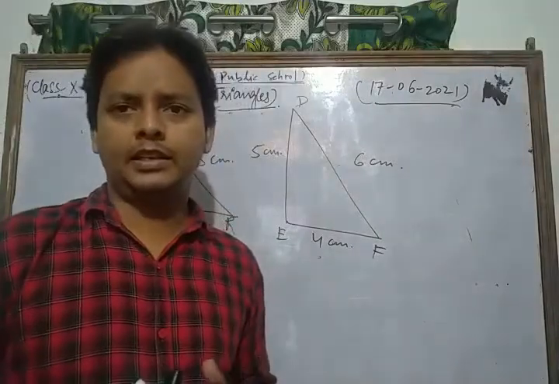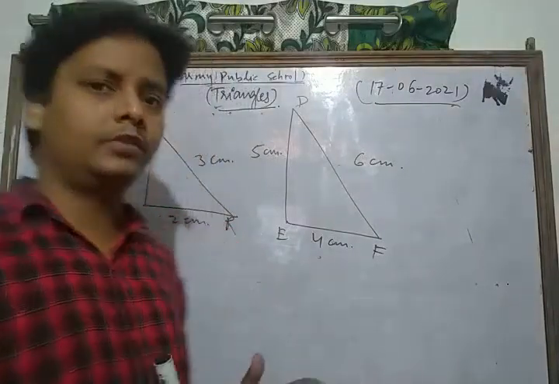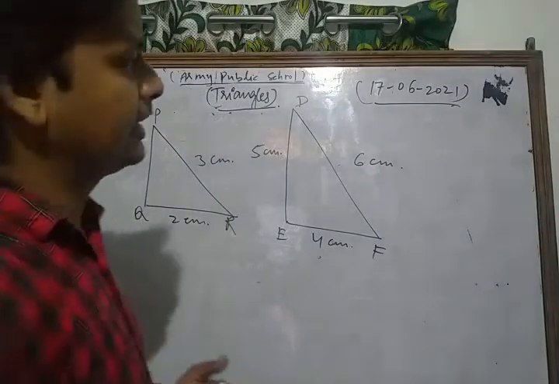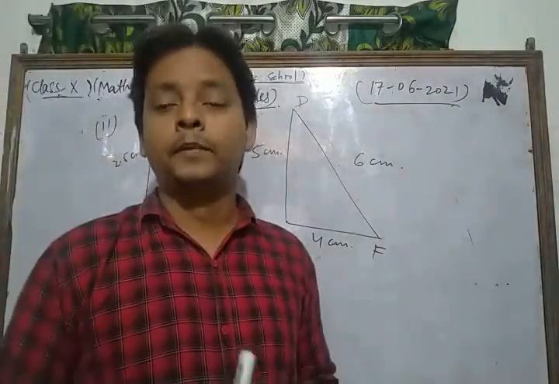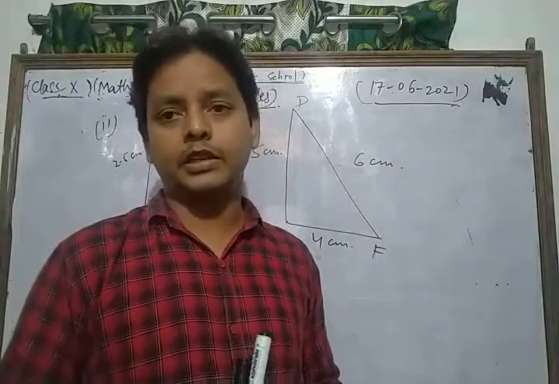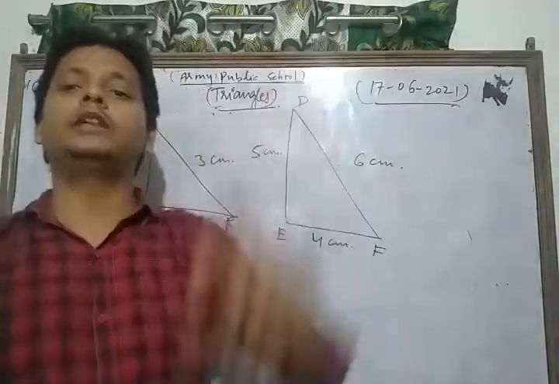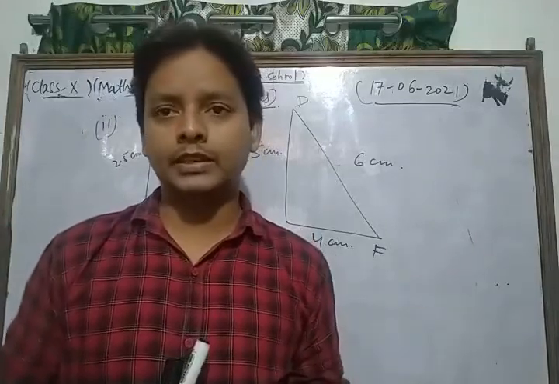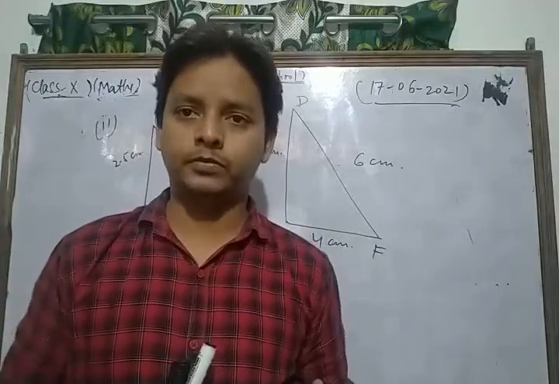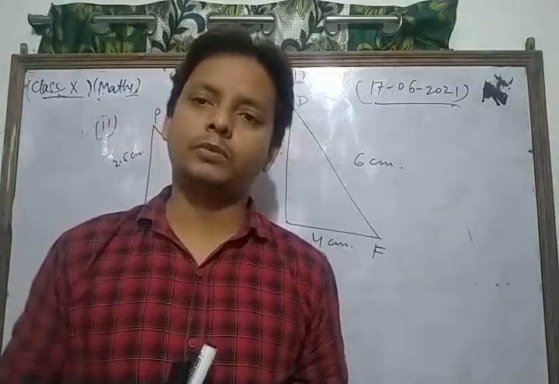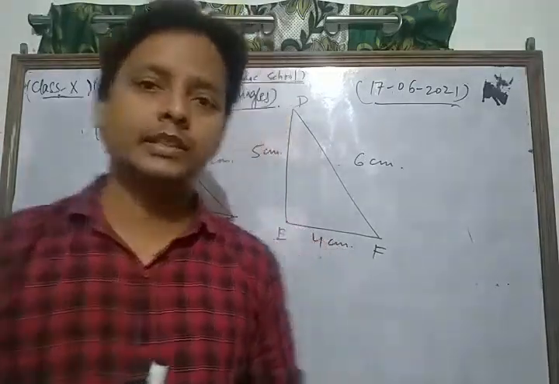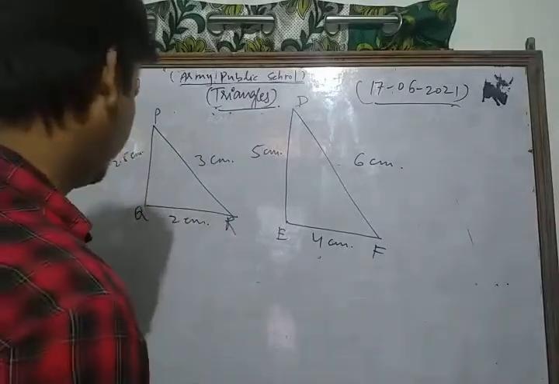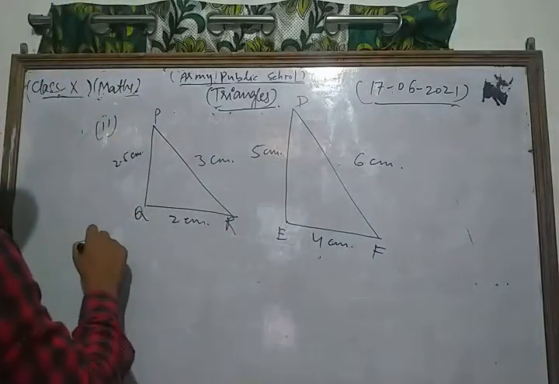for similarity, here we have angle similarity and side similarity. In side similarity, dear friends, if the corresponding sides of the given triangles are proportional to each other, then by the concept of SSS similarity we can say that both the triangles are similar to each other. So here from the figure, let's see its solution.